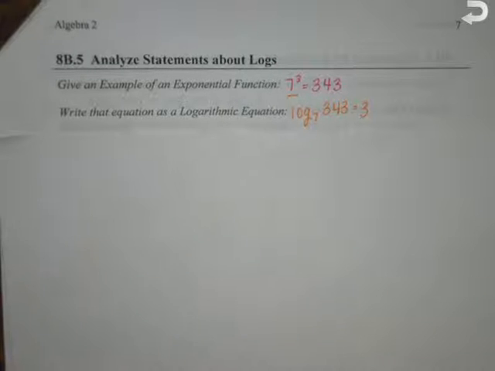Okay? So these are what are called equivalent statements. Other examples of equivalent statements are 2 to the second equals 4 and 2 plus 2 equals 4. Those are equivalent because you end up with the same result. Okay? So an equivalent statement means that you end up with the same result.